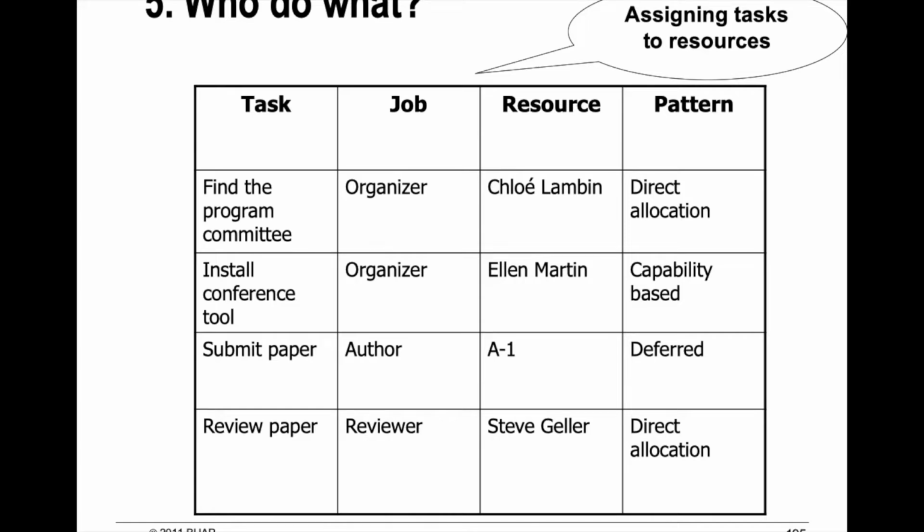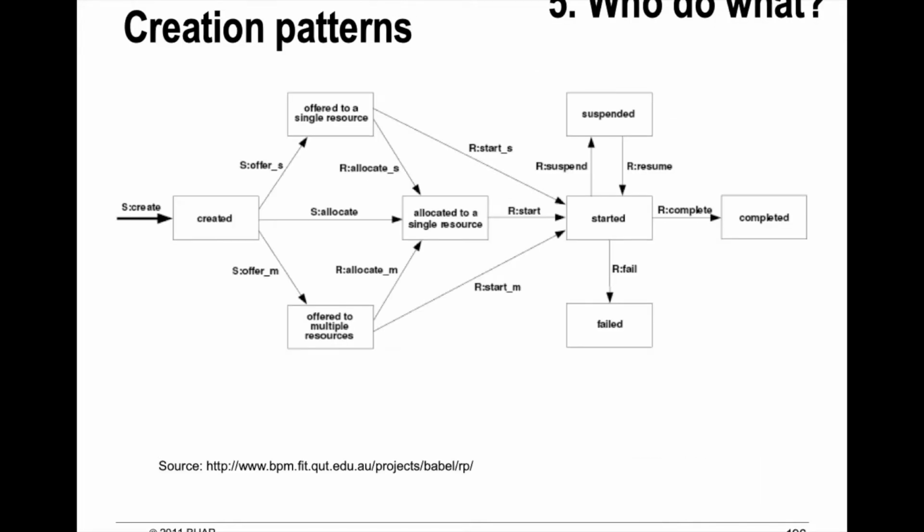And submit papers. Well, I don't know who is going to submit papers, so this is a deferred assignation of the work. Anyone could do that, and we will see afterwards who is interested in sending papers to the conference. And then I have the direct allocation pattern again. This means that the reviewers would be assigned directly by someone, and with direct allocation there is no flexibility, no negotiation, no instantiation, and so on.